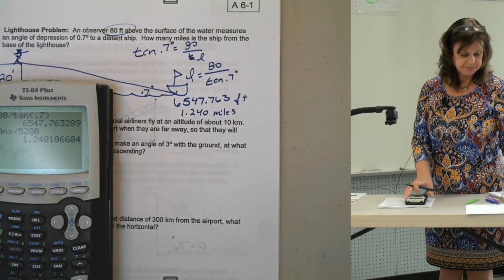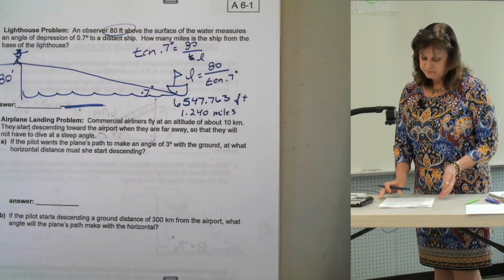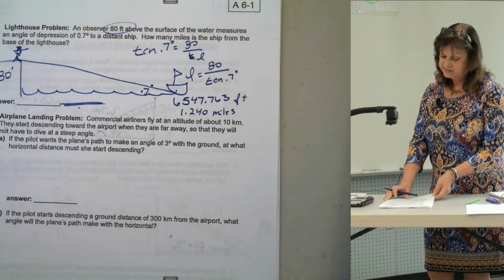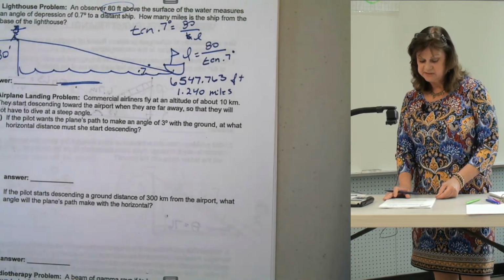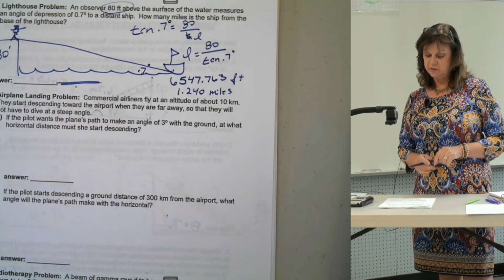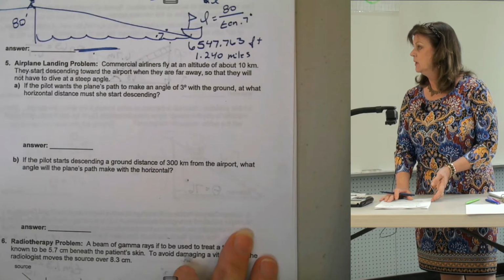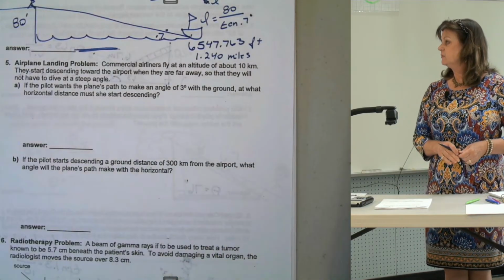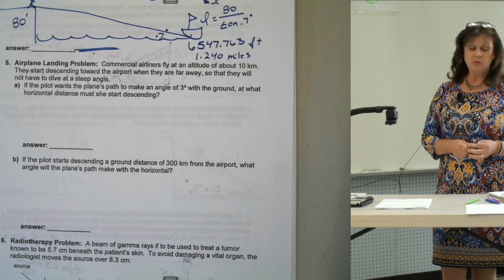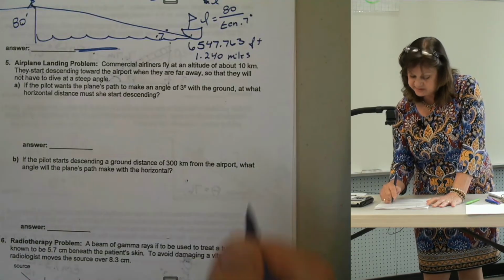All right. Our next problem. Commercial airliners fly at an altitude of about 10 kilometers. They start descending from the airport when they're far away so that they don't have to dive at a steep angle. The pilot wants to make an angle of 3 degrees with the ground. At what horizontal distance must he start descending?